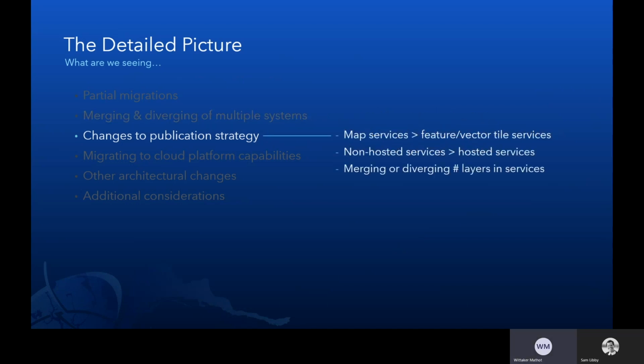There have been a lot of improvements over the last several years around things like feature services and vector tile services, as well as feature layer views within ArcGIS Enterprise. And that's, I think, driving a lot of demand to change your publication strategy. So as you migrate, look to move from things like dynamic map services to feature services or vector tile services.